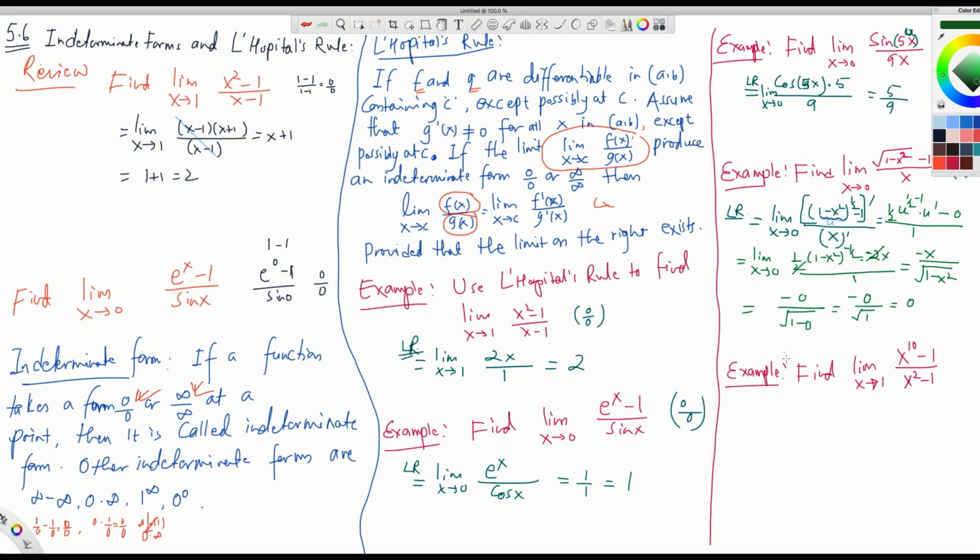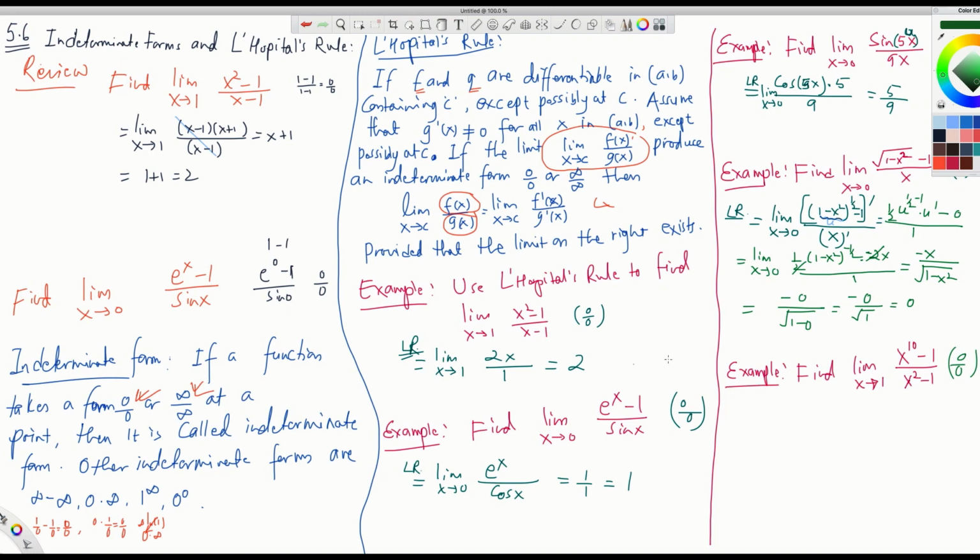Okay, let us do this example. Find limit x tends to 1 of x to the 10 minus 1 over x squared minus 1. Let's plug in 1. 1 to the 10 is 1, minus 1 is 0 over 0 again. So it takes an indeterminate form, so we need to use L'Hopital's rule. You understand? Okay, let us use L'Hopital's rule here.